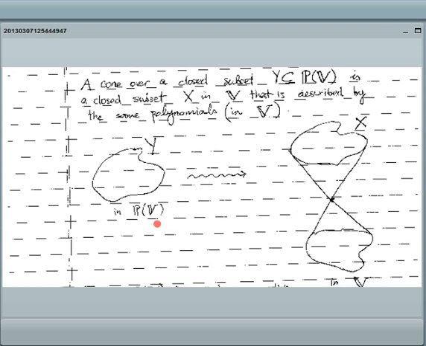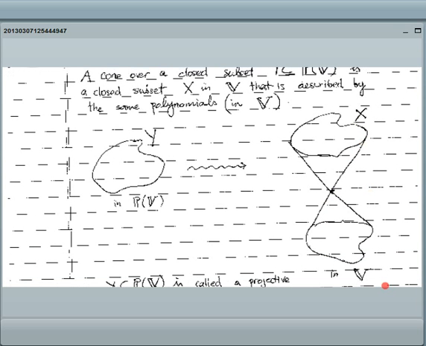So how are the algebraic or closed sets in the projectivization related to closed sets in the non-projectivized space? Here's a picture that actually explains this connection. If you start with the vector space V, when you pass to the projectivization, you basically pass to a smaller space in some sense, because you are identifying each line with a point. So if Y is a closed set in P of V, for every point on Y, let's say I take this point here. What's happening? Let's say I take this point and it's over here.